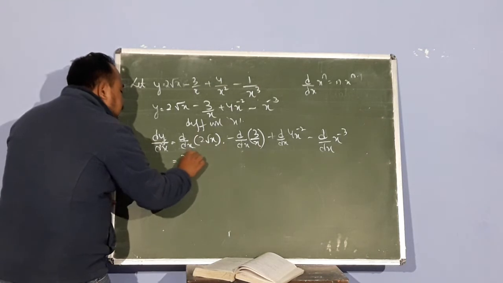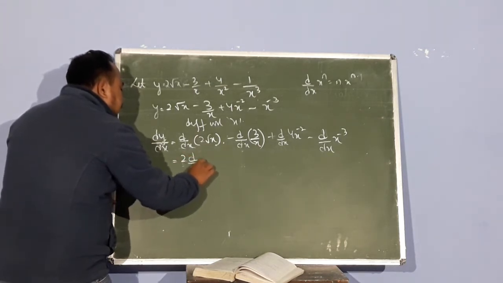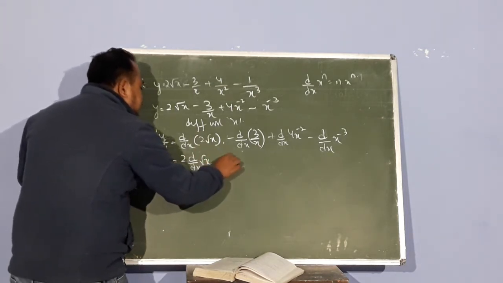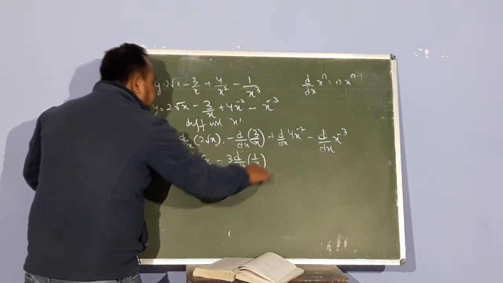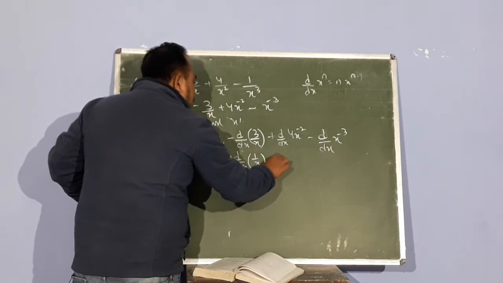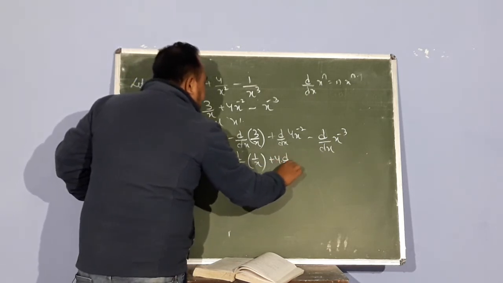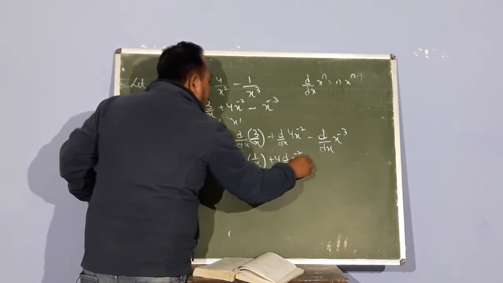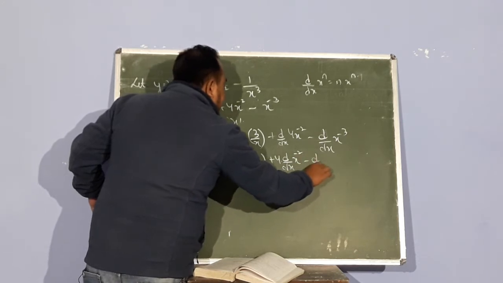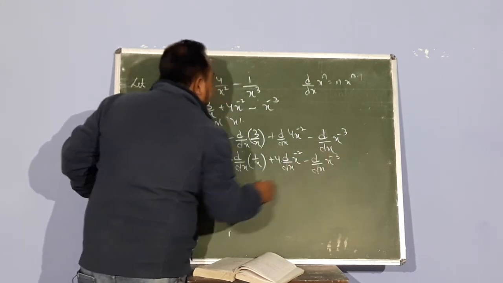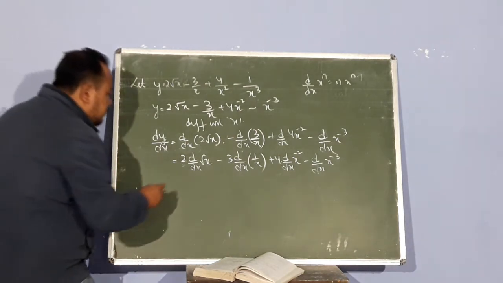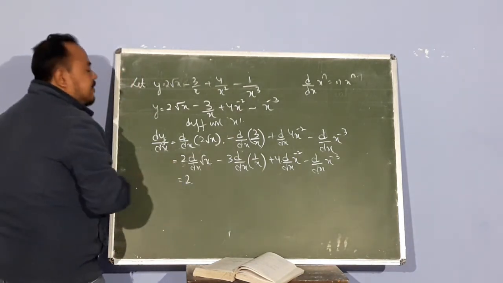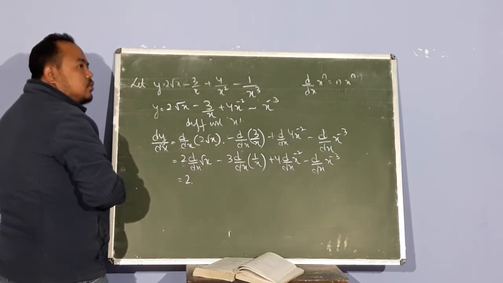So 2 comes out, d by dx of root x; minus 3 comes out, d by dx of 1 by x; plus 4 comes out, d by dx of x to the power minus 2; minus d by dx of x to the power minus 3. Now help me apply the formula. For the first one, we have a direct formula, the formula which I have given to you.